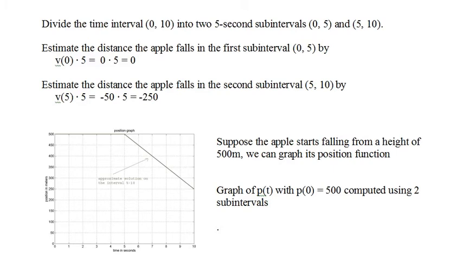The apple falls at a constant velocity of 0 meters per second for the first subinterval and a constant velocity of minus 50 meters per second for the second subinterval. So the graph is piecewise linear, consisting of 2 straight line segments, one for each subinterval, as shown. Clearly, this approximation to the trajectory of a falling apple is not good, but it only gets better.